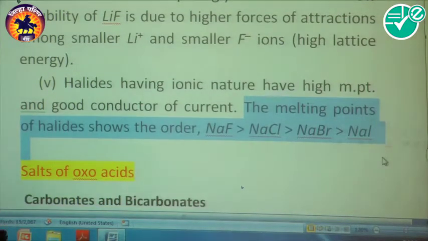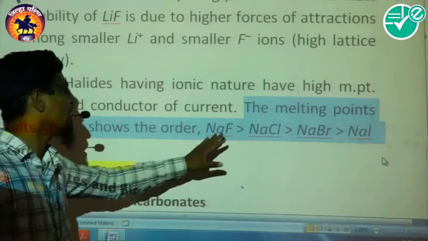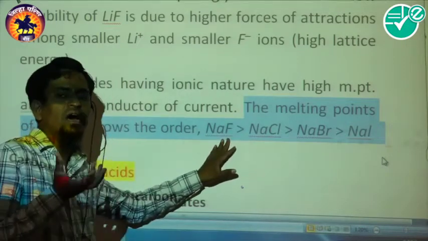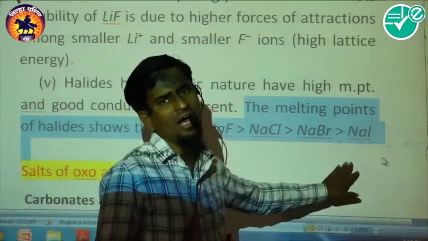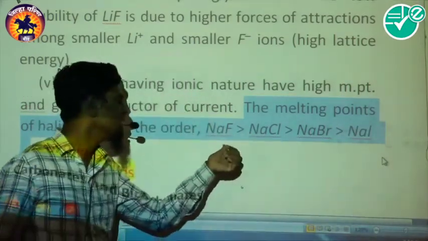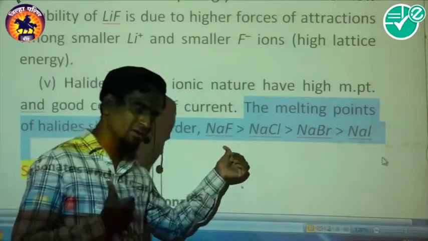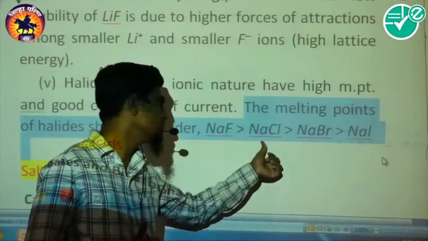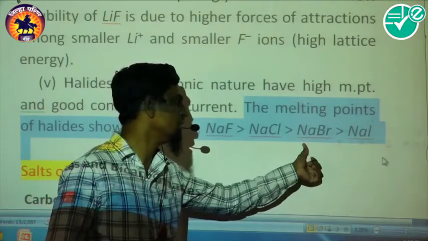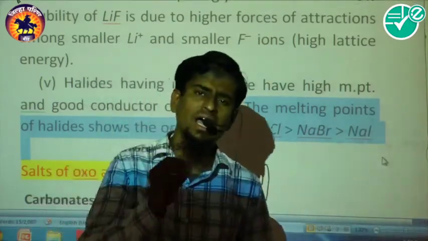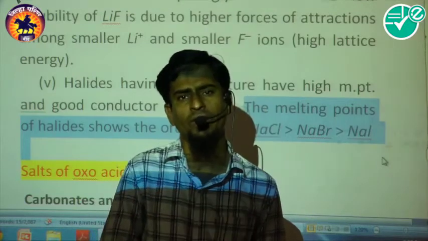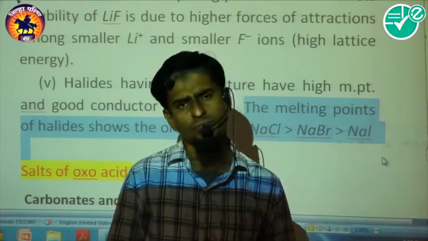Now, as far as their melting points are concerned, fluorides have higher melting points as compared to chloride, then bromide, then iodide. This order I am showing here. Sodium fluoride has the highest melting point, then sodium chloride, then sodium bromide, then sodium iodide. In general, fluorides have the highest melting point. You remember only this point.